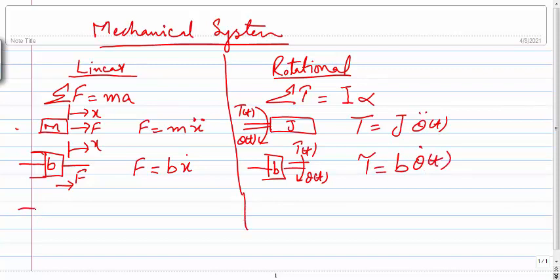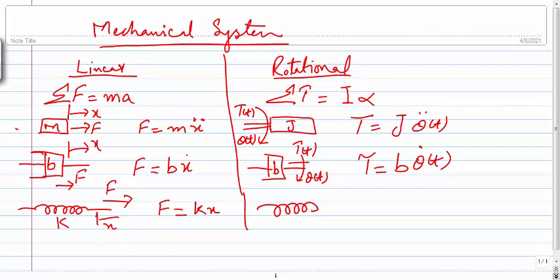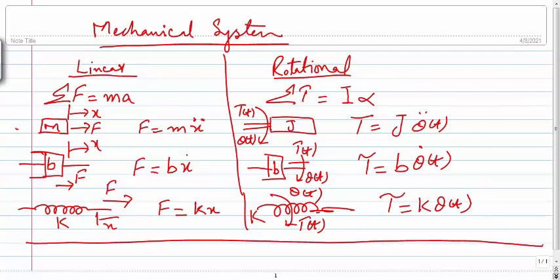The last one we have is a spring. We know that the constant is k, and if we apply a force on the spring and it moves in that direction with the displacement, it becomes F equal to k x. Similarly, if we have a torsional spring that can move in rotation with theta under the applied torque, it becomes torque equal to k theta of t, where k is the spring constant. So this is the basic idea that we use to model the system.